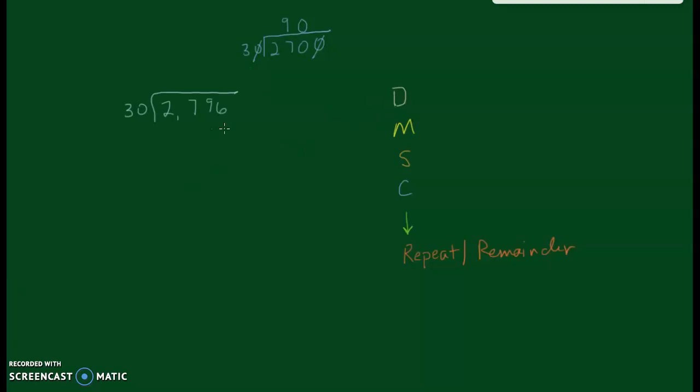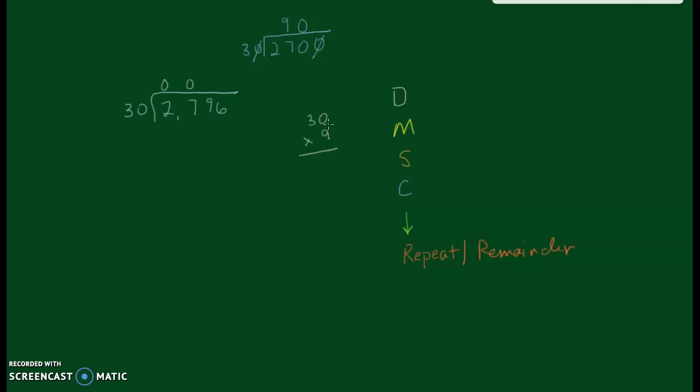So my first step is to divide, and to do that, I'm going to see how many groups of 30 I can get from 2. I can't get any groups of 30 from 2. So now I'm going to look at the 27. I can't get any groups of 30 from 27. So now I have to look at 279. Up here, my estimate was 90. So I'm going to try 30 times 9. Okay, I got my 9 from here.